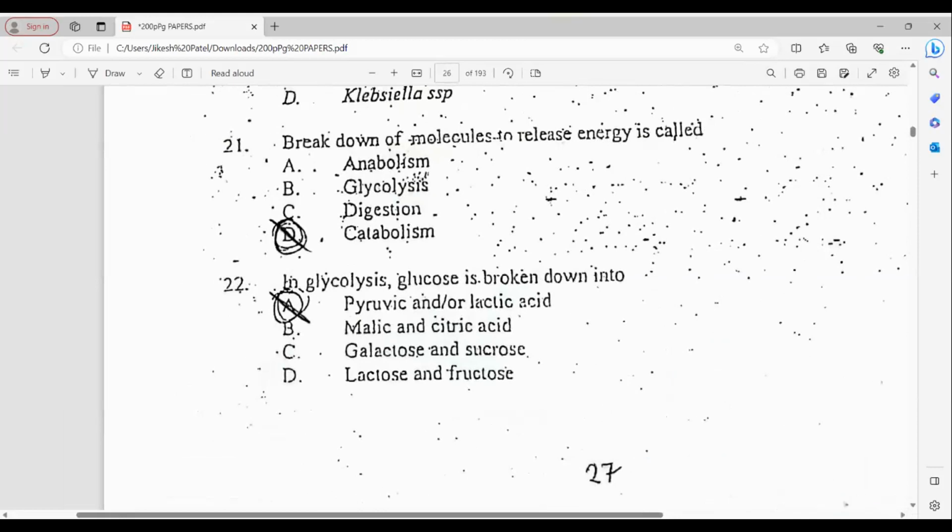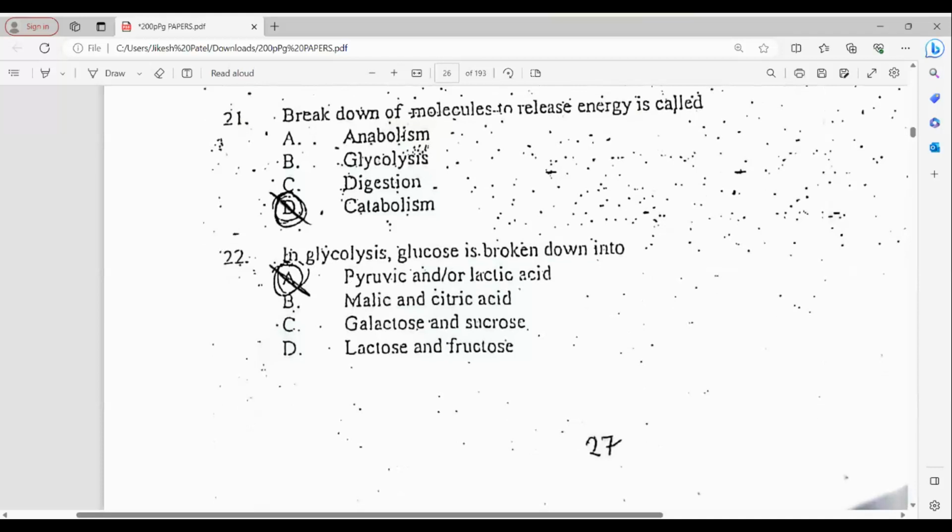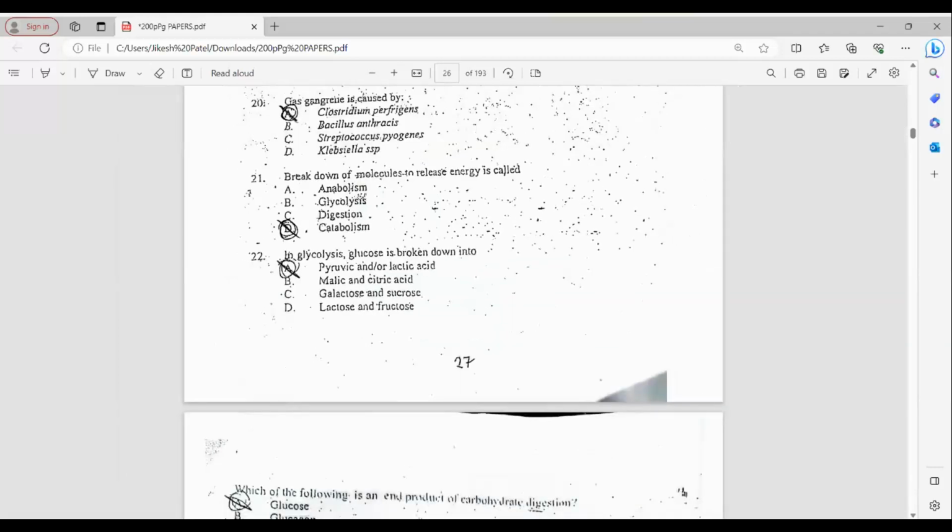The breakdown of molecules to release energy is called catabolism. Anabolism is molecules coming together to form something. Then in glycolysis, glucose is broken down into, we said, pyruvate and/or lactic acid or lactate.